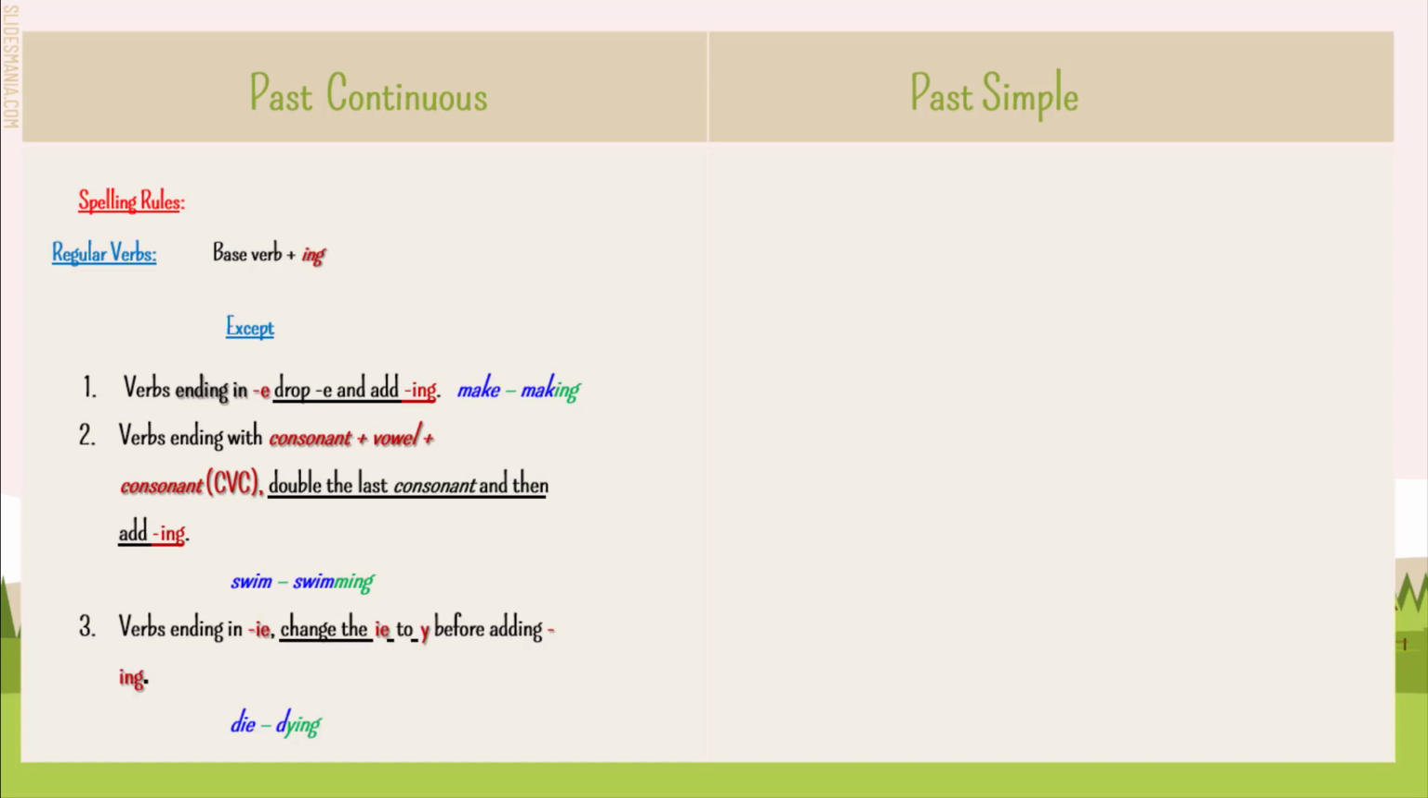Verbs ending in IE, we change the IE into Y before adding the ing. For example, die will be dying.